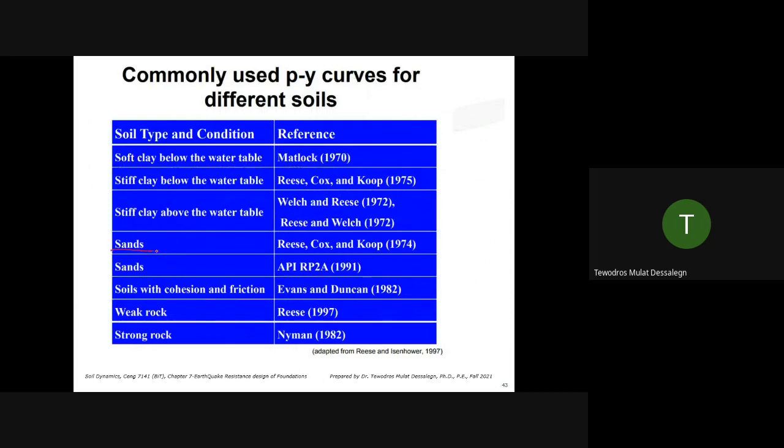Let's say if you have sand, Reese, Cox, and Koop in 1974 developed a curve, or API. For soil with cohesion and friction, Evans and Duncan in 1982. So many scientists and researchers already developed it. So you may not need to go out and do a test unless something is complicated. At least you'll get a rough estimate using PY curves from here. But if you want to be more accurate, then you'll have to come up with your own PY curves. But that's what a lateral load analysis of a pile is.